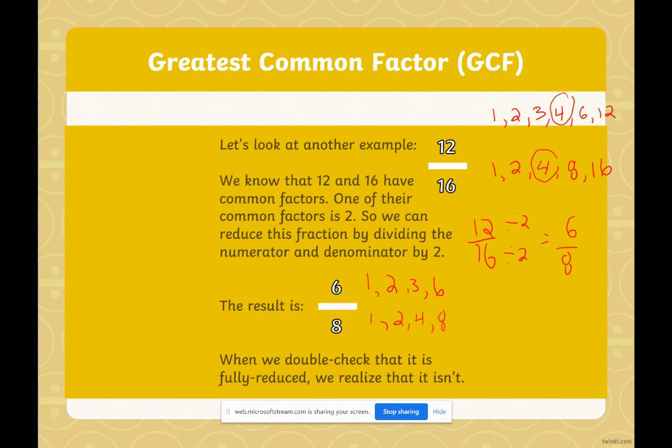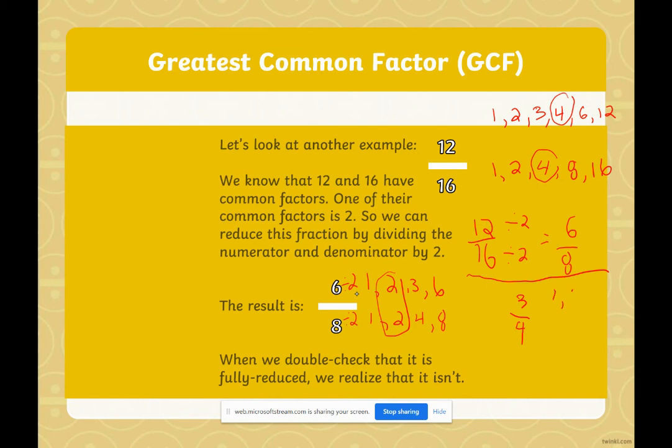Okay, so we've checked our factors. We do see we have another number in common, so we have to reduce again. Let's choose this 2. Divide the numerator and the denominator both by 2. You always do the action to both sides, or else you're going to be in trouble. It won't work out so well for you. So 6 divided by 2 is 3, and 8 divided by 2 is 4.